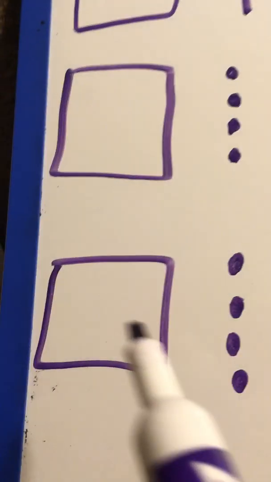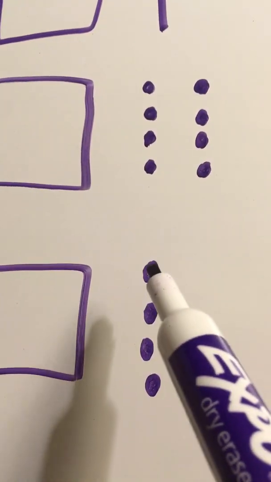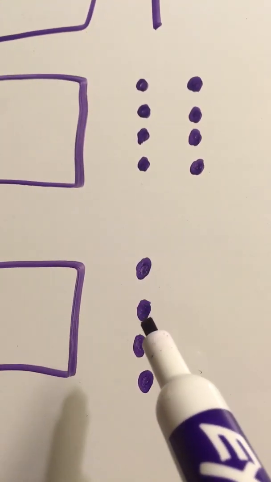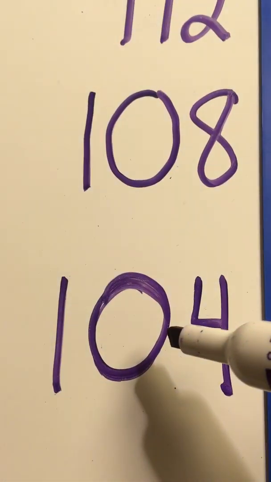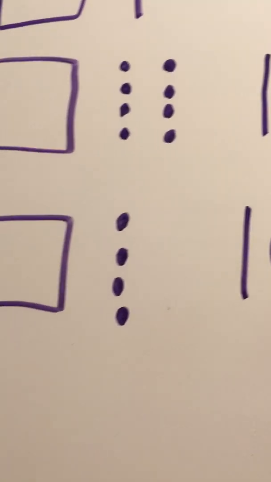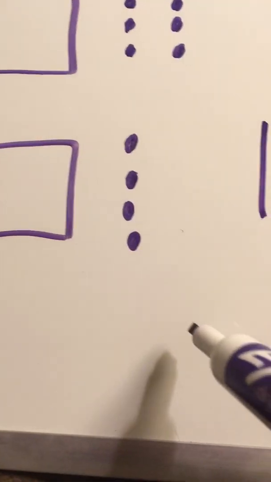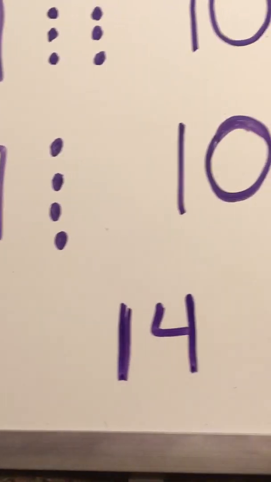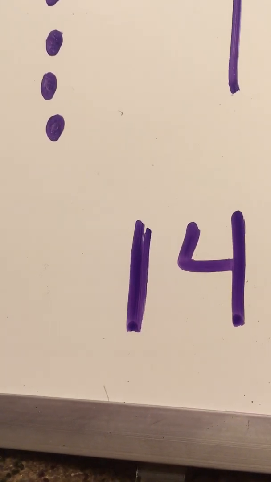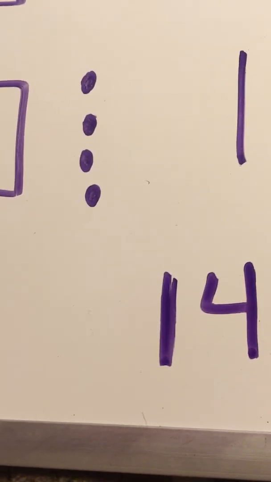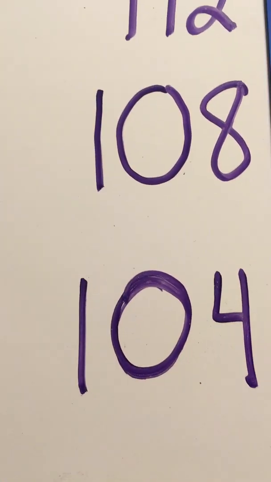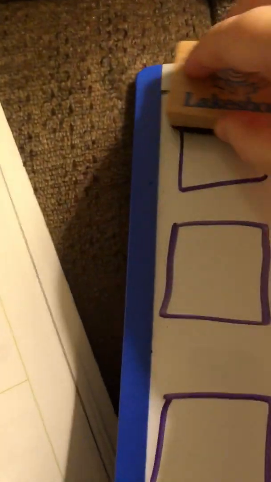So let's count this again. 100, 101, 102, 103, 104. And that is 104. If we accidentally leave out the 0, look what happens. It's not 14, it's 104. So be careful, make sure you put that 0 in if there's no tens. Okay, so I'm going to erase mine. You just continue on your paper for the next one.